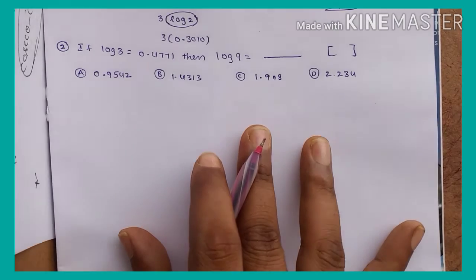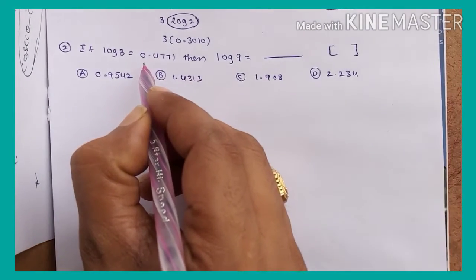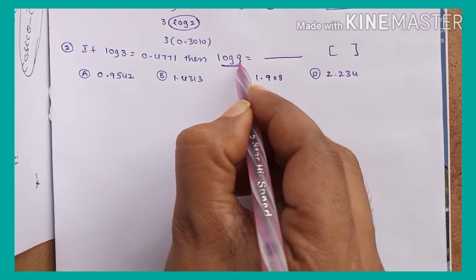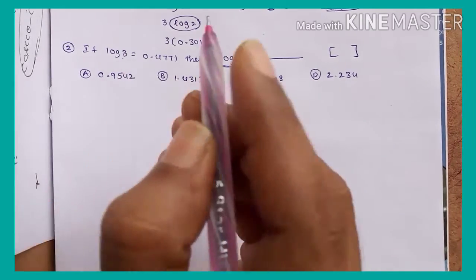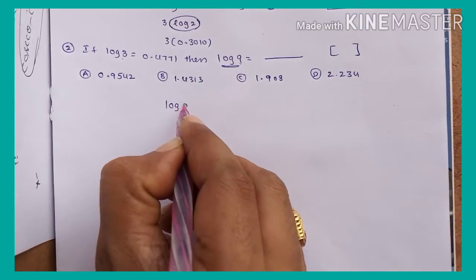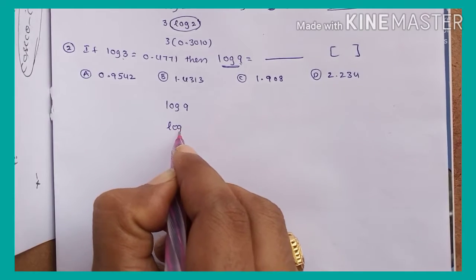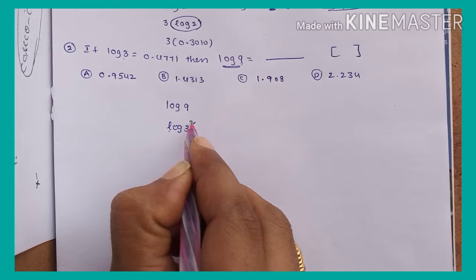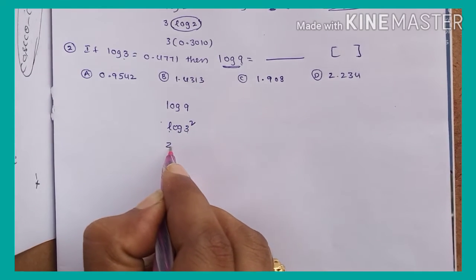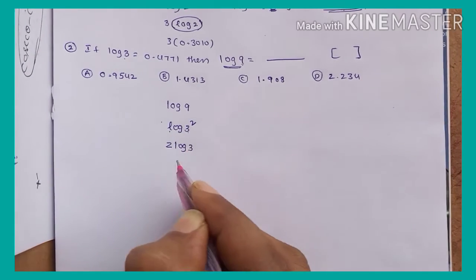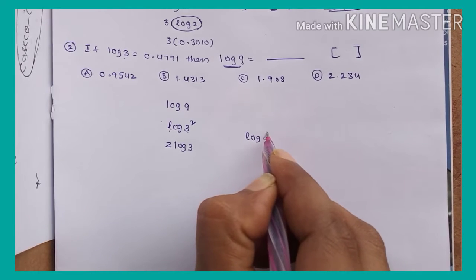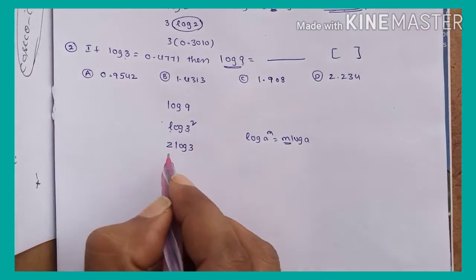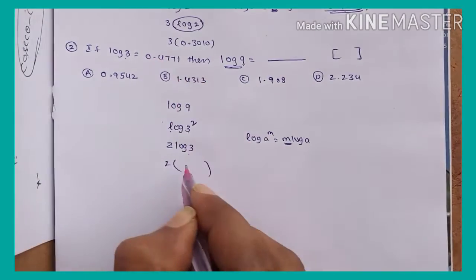Now the second one: log 3 is equal to 0.4771. Then what is the value of log 9? Log 9, that 9 we have to convert as a power of 3. So 3 squared is equal to 9. Log a power m you can write as m log a. So 2 log 3, by the formula log a power m is equal to m log a.